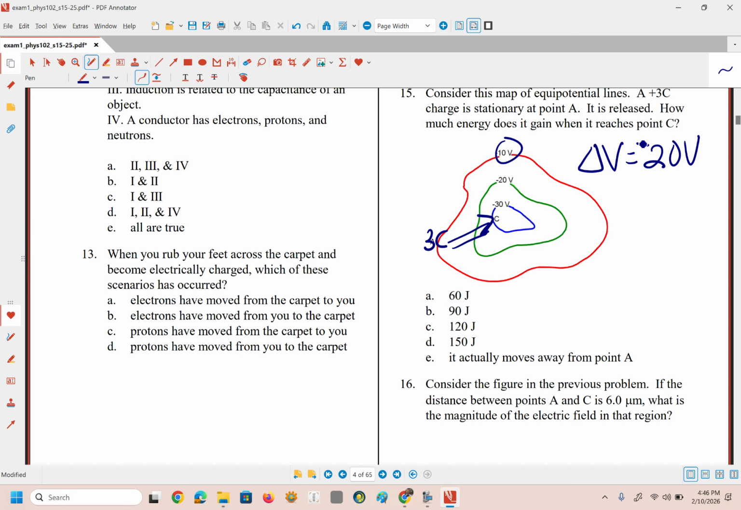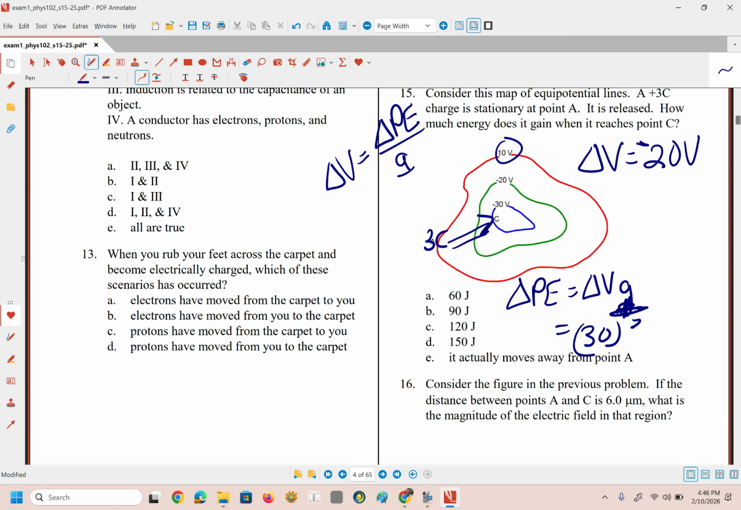Although the sign is not important because we're just looking for the amount of energy that it gains. Y'all follow what I did there? I'm moving from minus 10 to minus 30. That is a change in potential of 20 volts. It's actually negative 20, but the sign is not important. And I want to know how much energy it gains. Remember that delta V is delta PE divided by Q. So if I want to know the energy that it gains, delta PE is just going to be delta V times Q. So that's going to be 30 times 3 coulombs, so 90 joules.